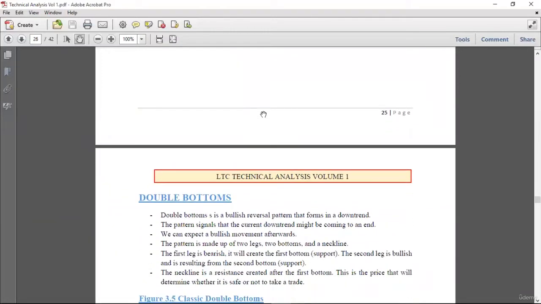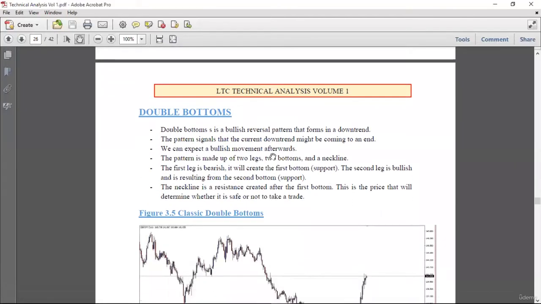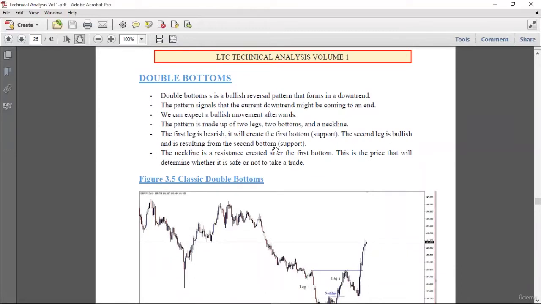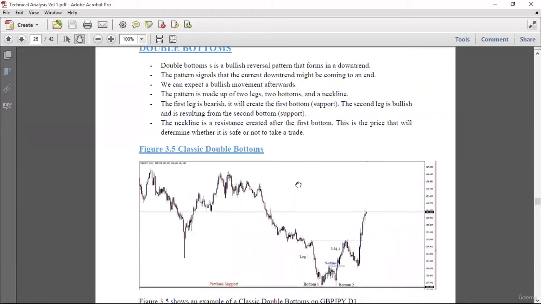Then we look at the double bottom, which is actually an inverse of a double top. I'm just going to go through it, but it is actually an inverse of the double top, and then we look at them on the MT4 platform. A double bottom is a bullish reversal pattern that forms in a downtrend. The pattern signals that the current downtrend might be coming to an end. So this one will form in a downtrend when the market is going down. It's an inverse of what we had on our double top.